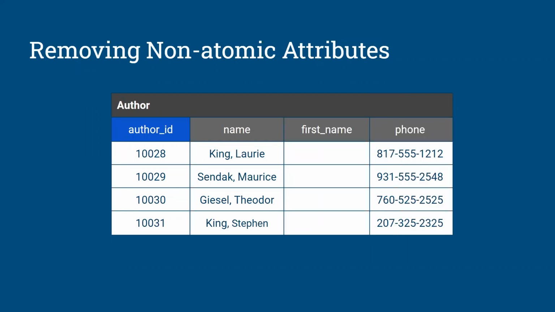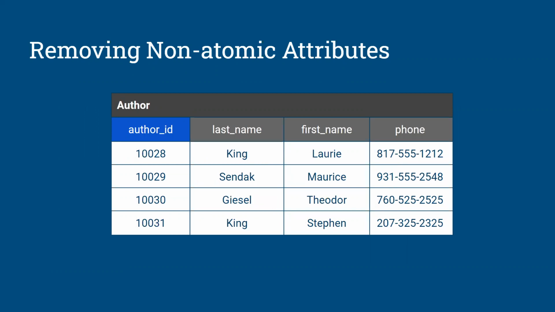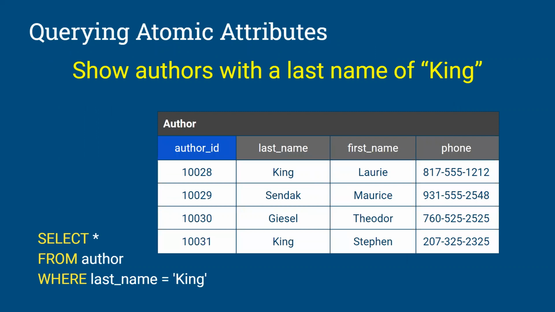Okay, so you could probably figure out how to do this one all on your own. Make a new column, call it first name. I'll move the first names into that column. I'll get rid of them and call the other one last name. So it's just kind of a horizontal split. Now, querying this is going to be a lot easier, right? Just where last name equals King.